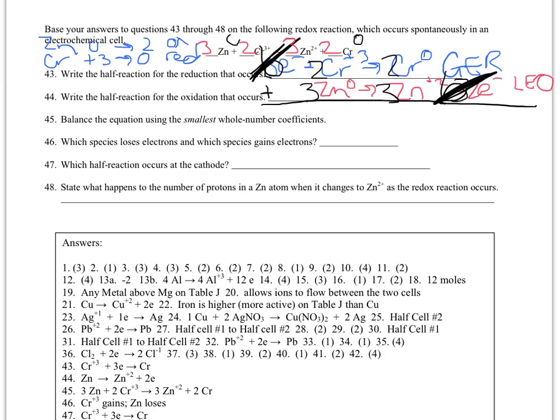So this is balanced. The next question asks which species loses electrons and which species gains electrons. Well, remember that the loss of electrons is oxidation, and the item oxidized has an increase in oxidation number. So in this case, we're going to have zinc atom, and it's going to lose electrons because it is oxidized. And then the chromium ion is going to gain electrons because it is reduced.